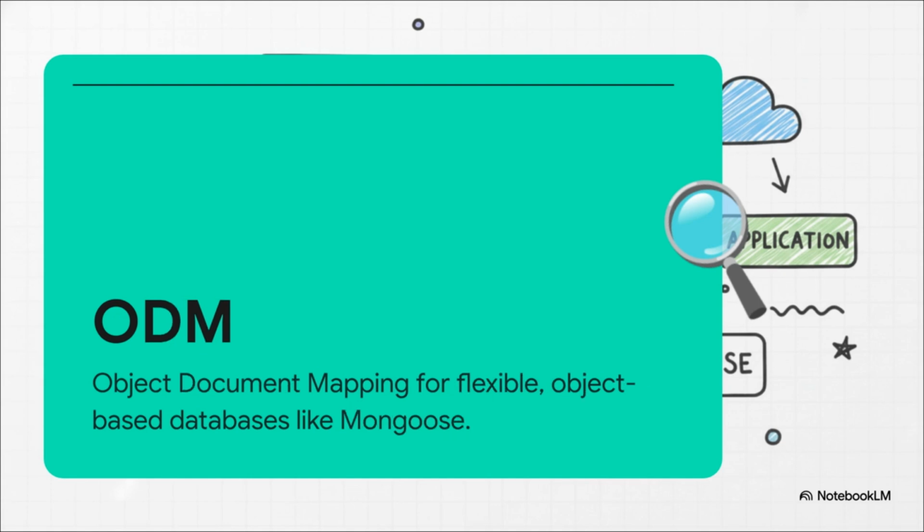Conversely, for our flexible document-based NoSQL storage, an object document mapper is the package that bridges the gap. Think about it. Because NoSQL doesn't use tables, an ORM wouldn't make any sense, right? Instead, we use an ODM. And when you're using MongoDB, your go-to ODM is Mongoose. Mongoose lives right inside your Node.js environment. It takes your JavaScript objects and neatly maps them to the documents inside your NoSQL database. It's literally the vital communication bridge for non-relational data.